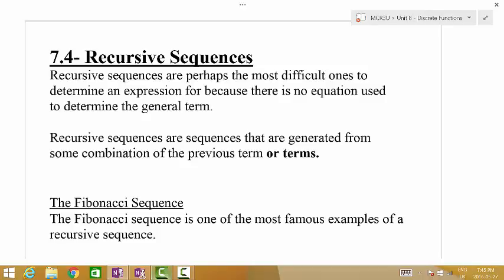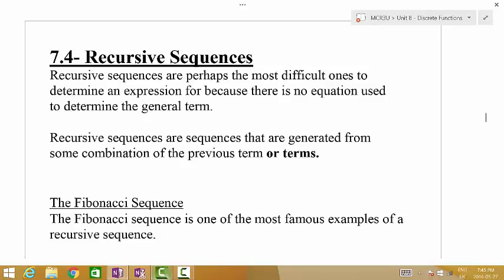It means the term itself has something to do with either just one term before it or sometimes even a couple of terms that come before that one. These are usually the hardest because there isn't a general term that we can come up with, so there's not an equation where we can just plug in, say we're looking for the 8th term, we can just plug 8 into n like we have with the arithmetic and geometric, and we end up with whatever the 8th term is.